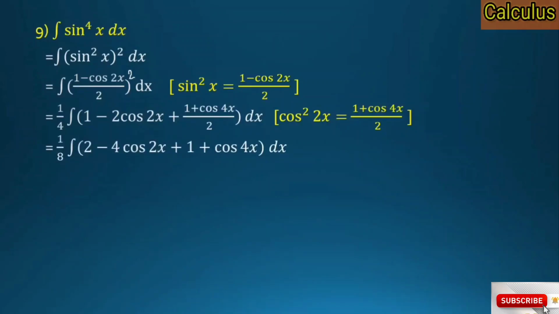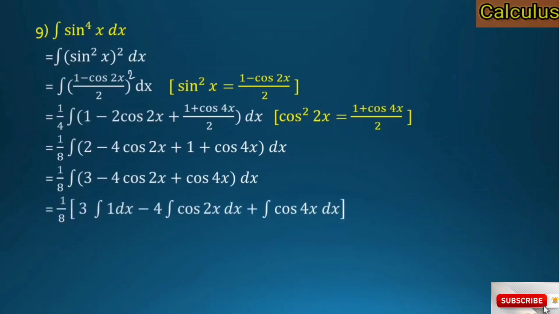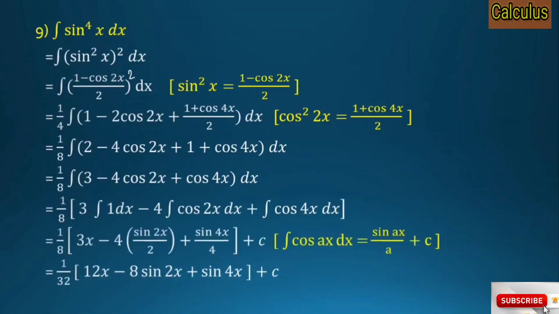Then open the bracket and add 2 plus 3 by 2. You will get 1 by 8 integration 3 minus 4 cos 2x plus cos 4x dx. Then 1 by 8. Then separate the integration sign. Then take LCM and get the answer. 1 by 32, 12x minus 8 sine 2x plus sine 4x plus c.